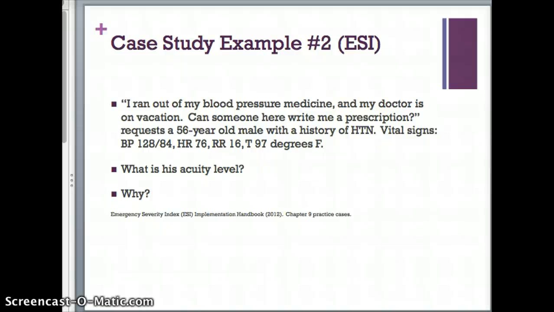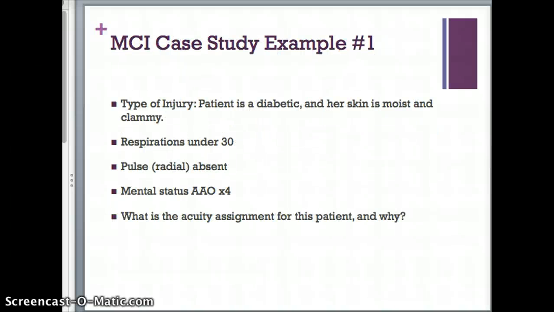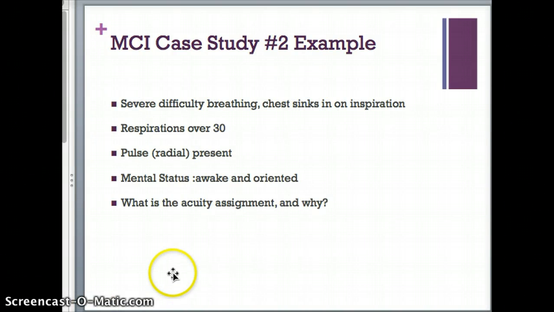This is one of the MCI case study examples. Based on this case study and your 30-second assessment, what acuity level would you assign this patient? Would he be a red, immediate, or would he be delayed, or would he be dead? And this is a second MCI case study example for you to review.